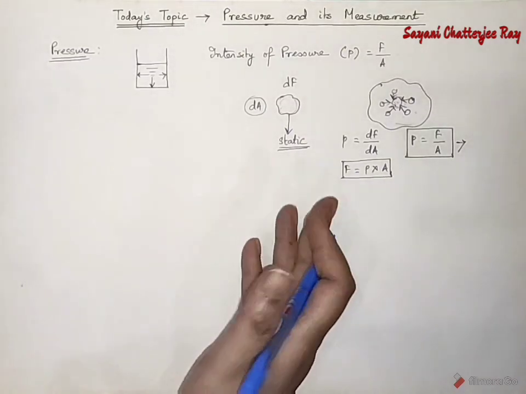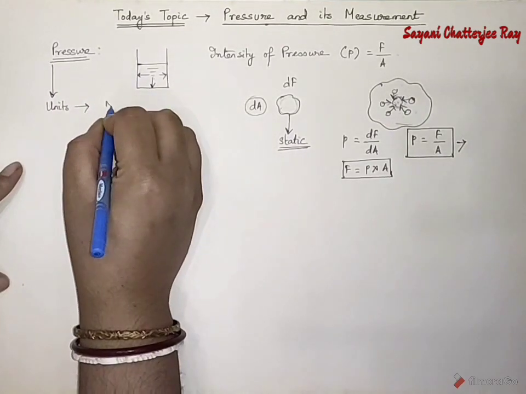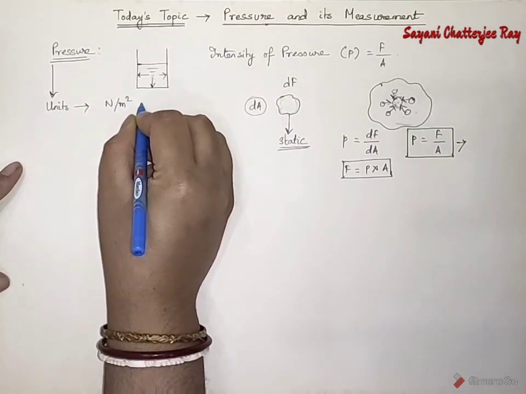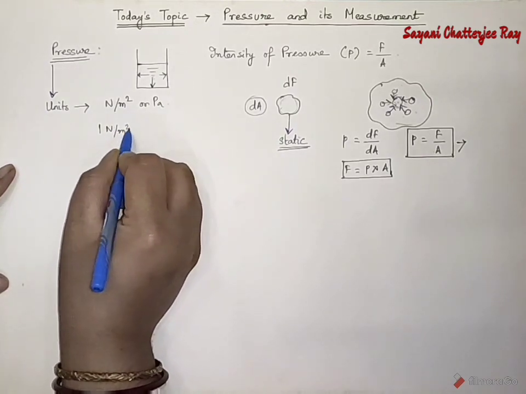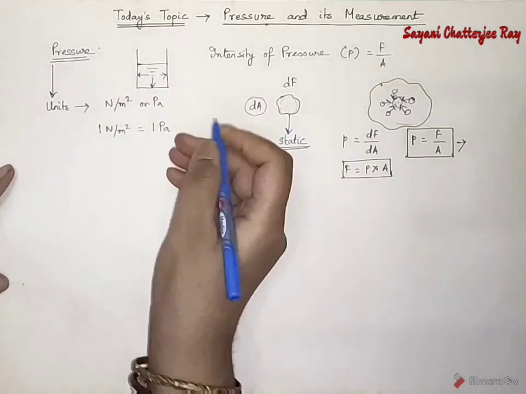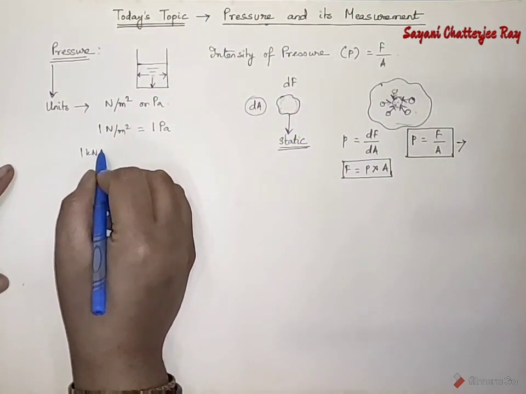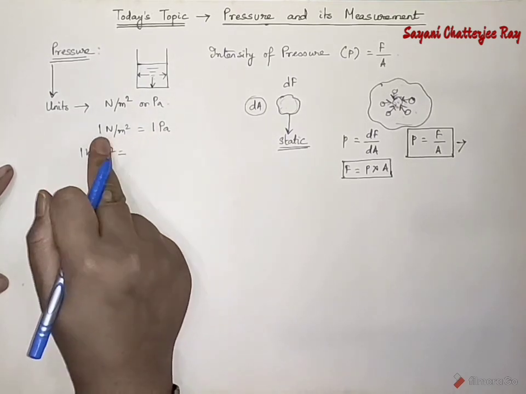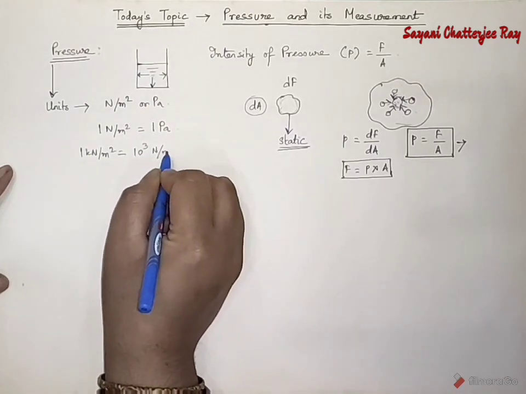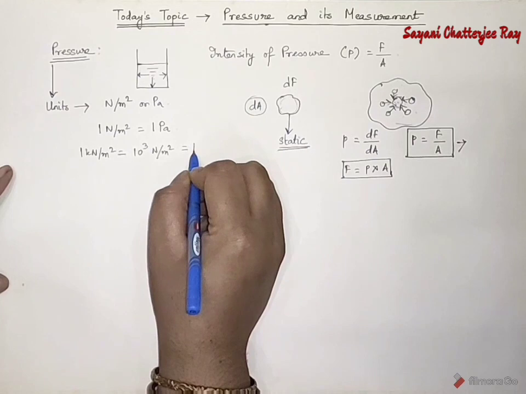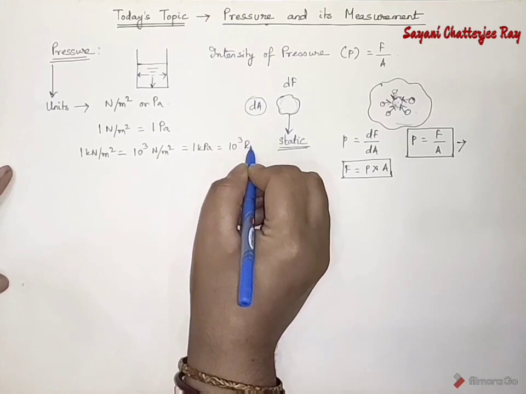Now we will see the units of pressure. So pressure is measured in terms of Newton per meter square and that is also called as Pascal. So 1 Newton per meter square equals 1 Pascal. Now if we try to convert it into kilonewton per meter square, so 1 kilonewton per meter square equals 10 to the power 3 Newton per meter square. So it will be equal to 1 kilopascal. That means 10 to the power 3 Pascal.